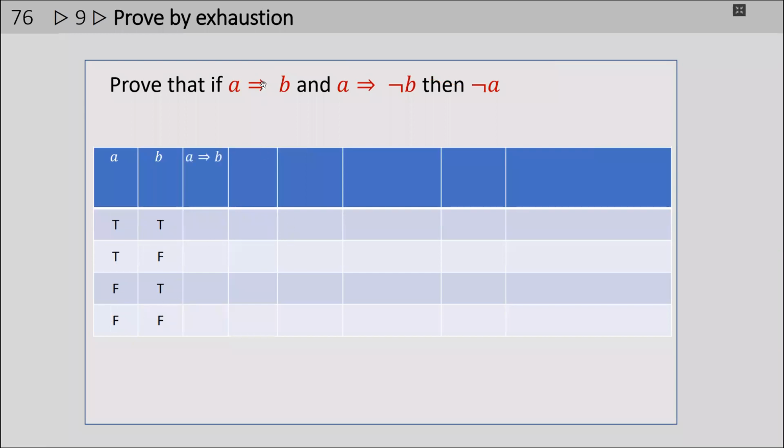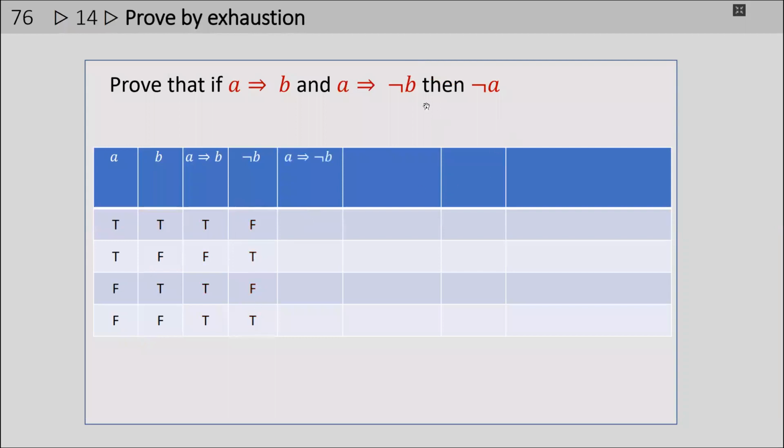First, you have to calculate A implies B. True implies true is true. True implies false is false. False implies true is true. False implies false is true. And you can calculate the negation of B. B is true, false, true, false, so the negation of B is false, true, false, true.